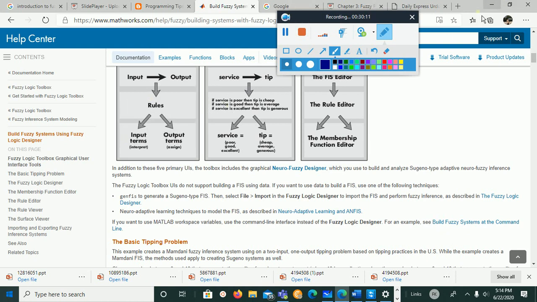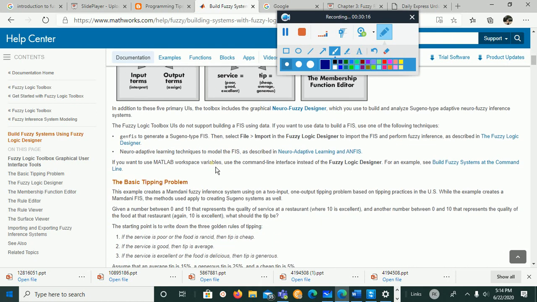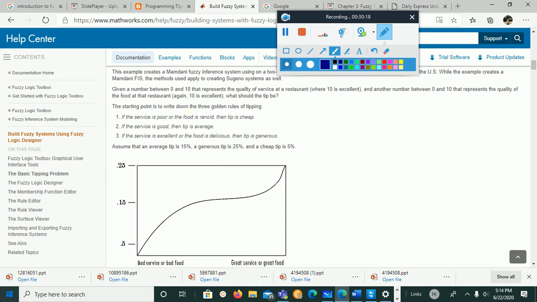So these are the rules. If the service is poor or food is rancid, then the tip is cheap. If the service is good, then tip is average. If the service is excellent or food is delicious, then the tip is generous. Assume that the average tip is 15% and a generous tip is 25% and the cheap tip is 5%.